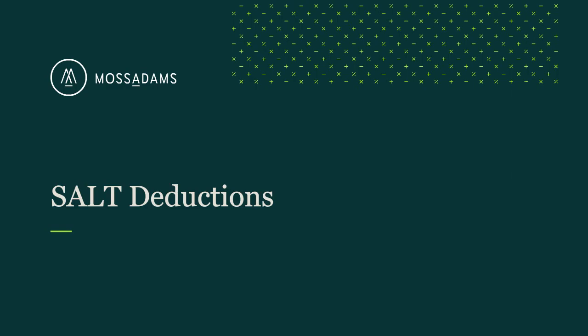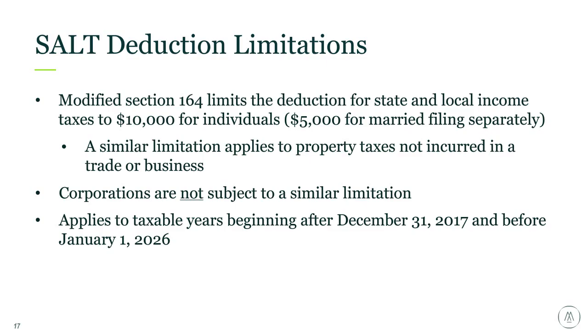So we'll just mention a couple of things on the SALT deduction. This has obviously gotten a lot of play in the press, and the only thing to mention here is that although individuals cannot deduct their state and local income taxes any longer, subject to this $10,000 limitation, C corporations are not subject to that same limitation. So when you go to model this decision out, you want to take into account the fact that C corporations are not subject to that same SALT deduction limitation.